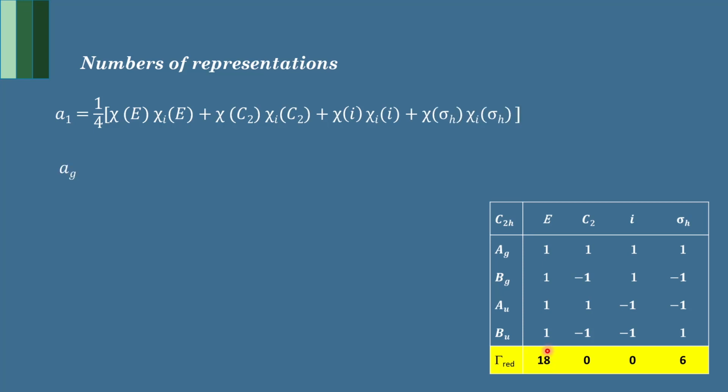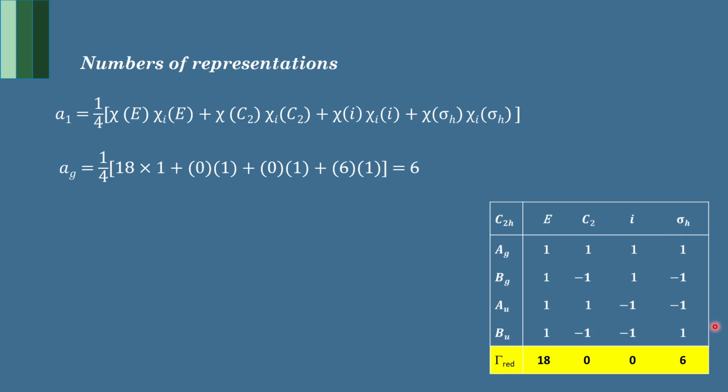If I wish to find how many times Ag appears in the expression, I'll have 1 by 4 times 18 into 1, plus 0 because there are 2 zeros, so there is no need to talk about them. And the last thing is 6 into 1, that is 6. So that makes a total of 18 plus 6 by 4. That is 6.